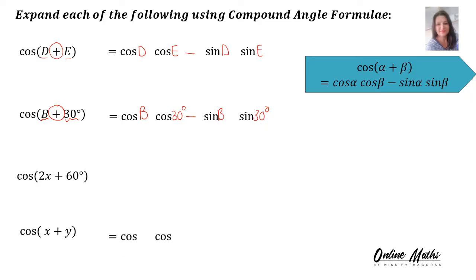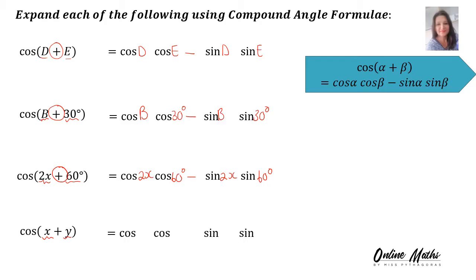The pattern, cos cos, sin sin. The angles are 2x and 60. So you write 2x and 60, 2x and 60. And because this is a plus, this is a minus. And then the next one, cos x plus y, the compound angle, the pattern, cos cos, sin sin. The angles are x and y. Therefore, it's x, y, x, y. Since this is a plus, this is a minus.